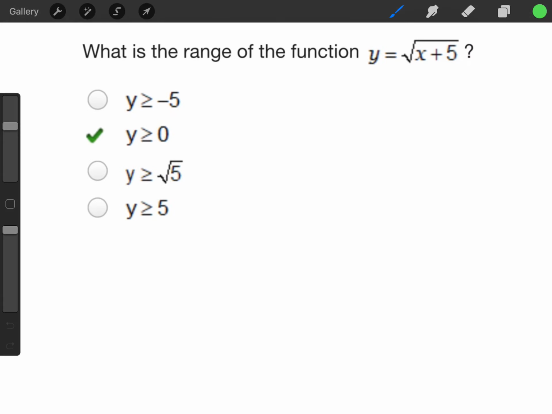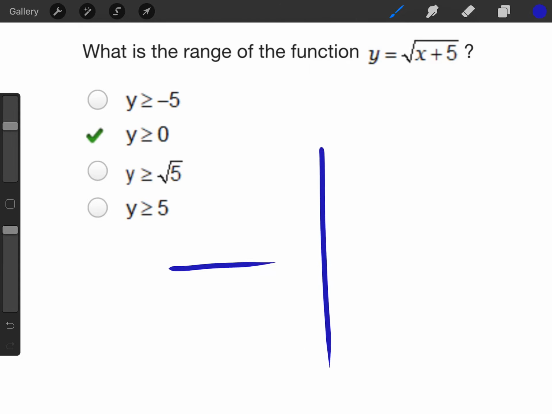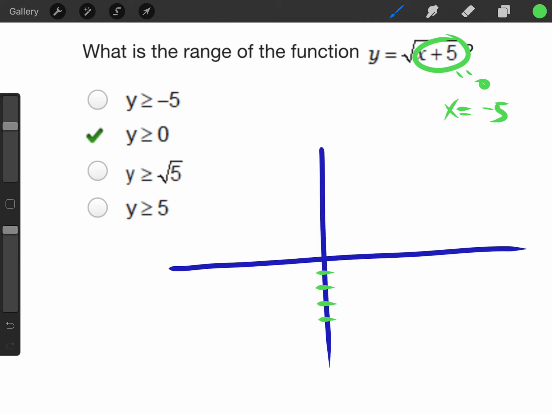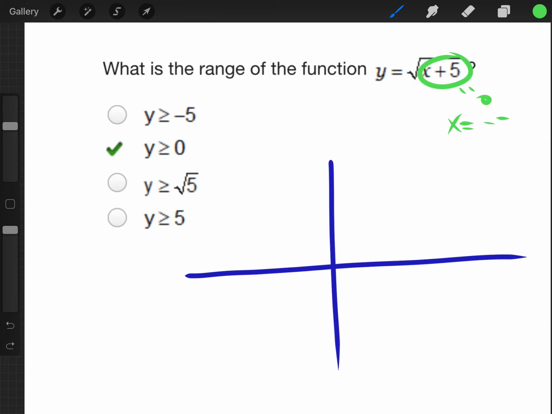All right, so what's the range of the function? Let's graph this out. You're going to have x minus 5 set equal to 0, x equals 5 in here. So you're going to go 1, 2, 3, 4, 5, and it's going to be a curve like this. Oops, sorry, my bad. I read it wrong. So it's going to be 1, 2, 3, 4, 5. Sorry about that.